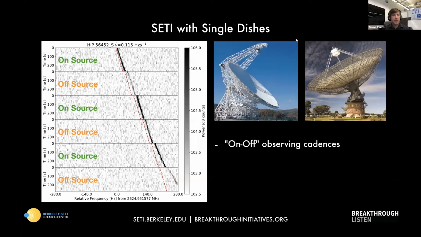So on the left is an example of another observation that was taken from a different publication, where you point the telescope at the source and then you point off source on a different object or a random region of sky, and then back on source and so on. And if you see the signal in the off source pointings, it's most likely to be radio frequency interference, because if it's nearby, the signal could be getting into the telescope through the side lobes.